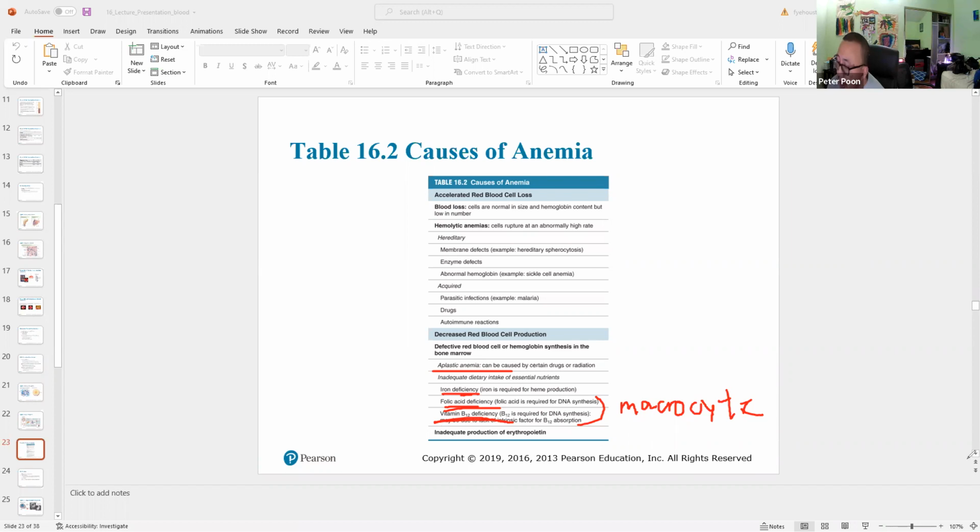Inadequate production of EPO. So you should know that, right? EPO stimulates red blood cell development. So not enough EPO, then not enough red blood cell development.